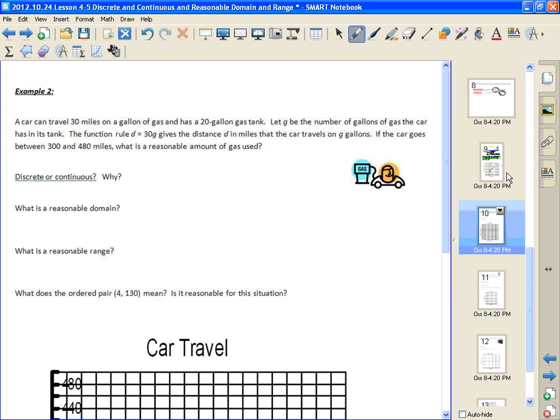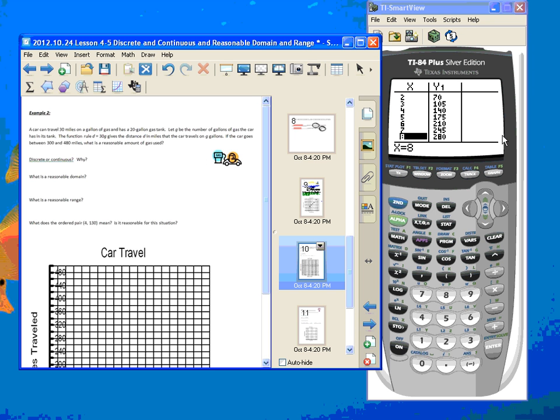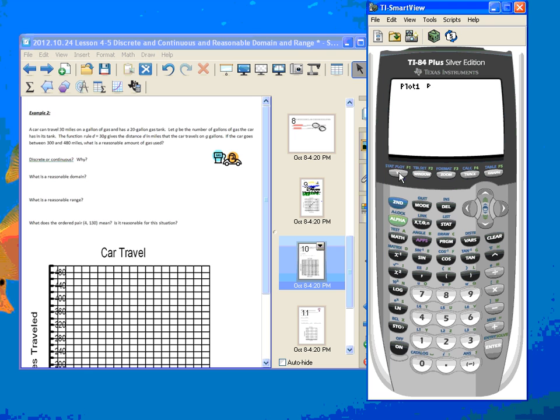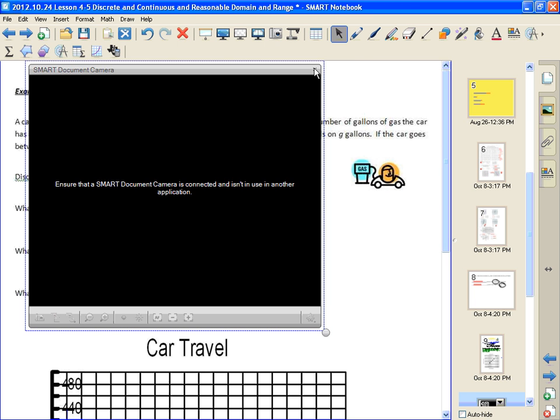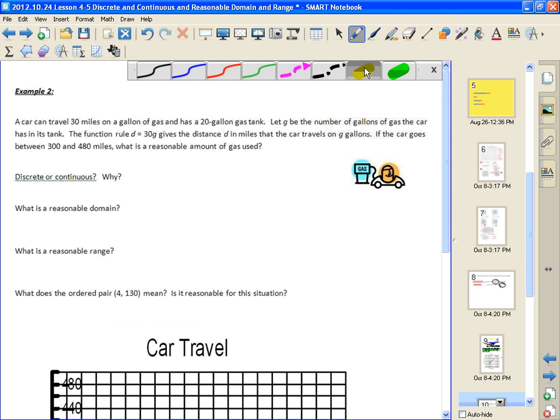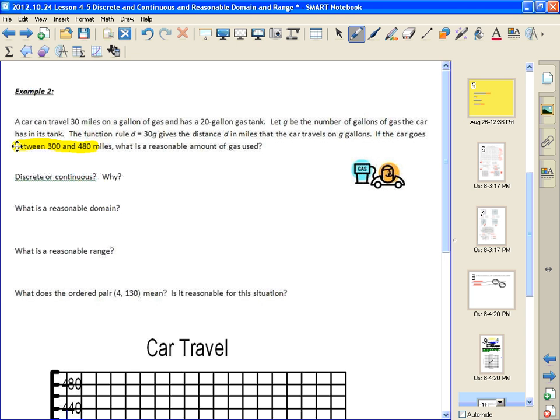So we'll start with our graph, and to make our graph, we need to go to the calculator and type our function in. So our function is y equals 30x, and then we go to the table. And I can see from right here that she's traveling between 300 and 480 miles. Miles is a measure of the distance, and D is our distance, which is acting as the y value. So I know that I need to look for 300 and 480 in the y column.